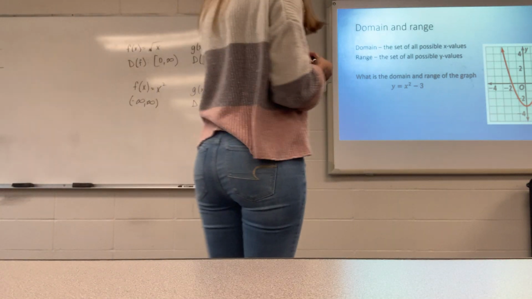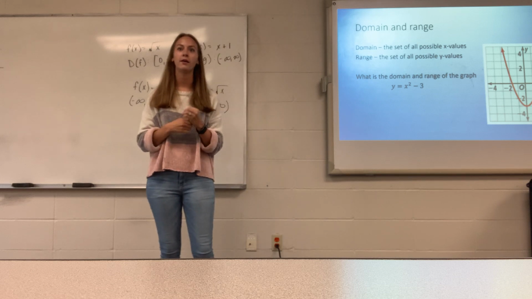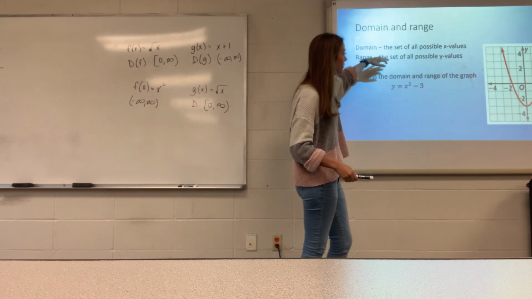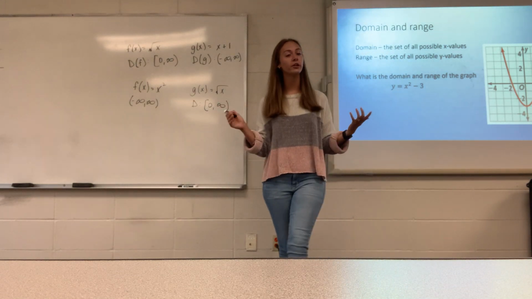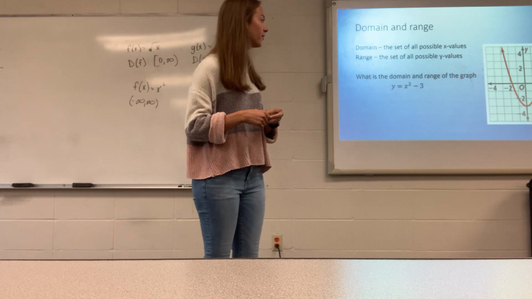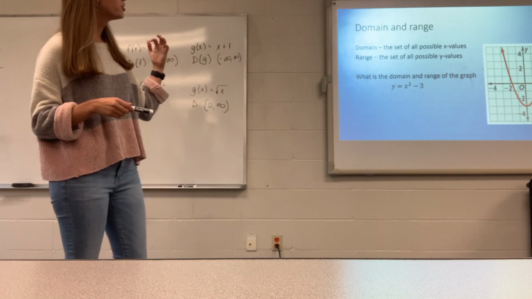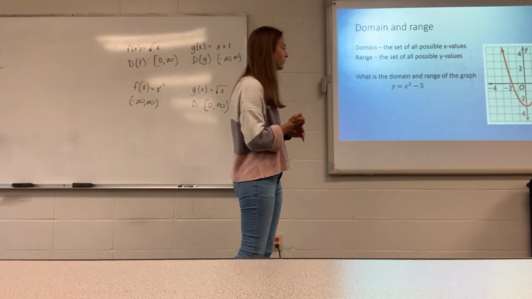Okay, so for domain and range, have you heard these words before back in Algebra 1? Yeah, okay, so just kind of a review. So domain is going to be the set of all possible x values. So anywhere your graph is, where there's an x value or where it could be. And then range is the set of all possible y values, okay?